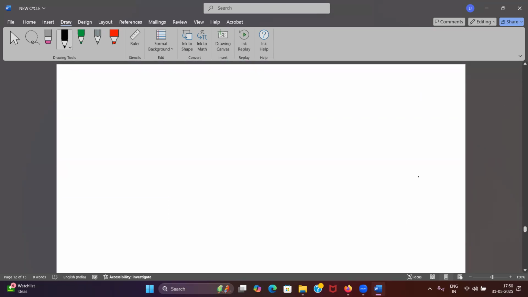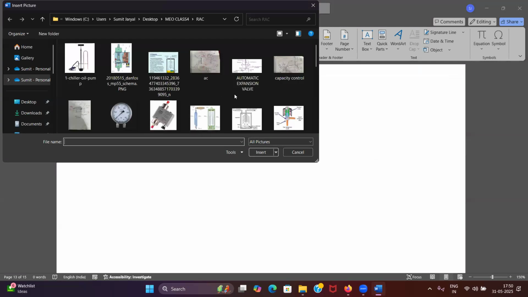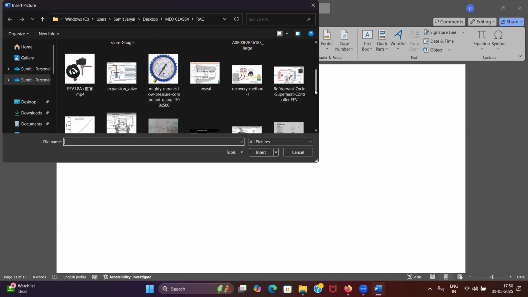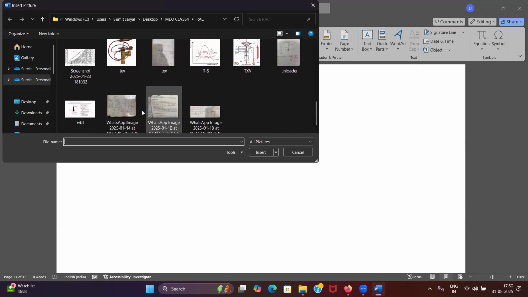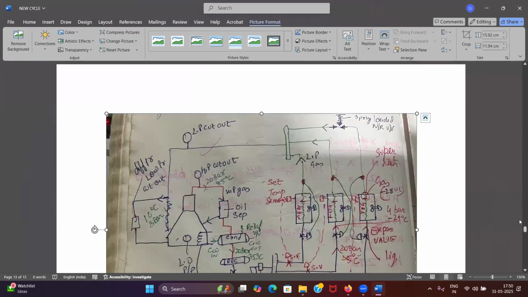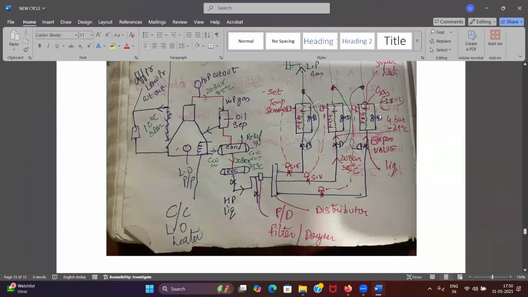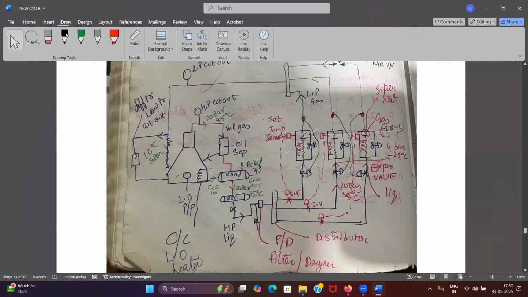Let me just put the diagram over here. These diagrams are okay with you, right? I am taking the diagrams from the net, is that fine? No sir, it's perfect, your diagram is good.